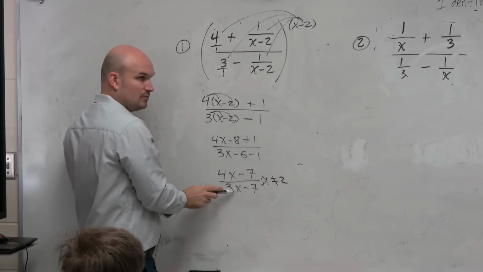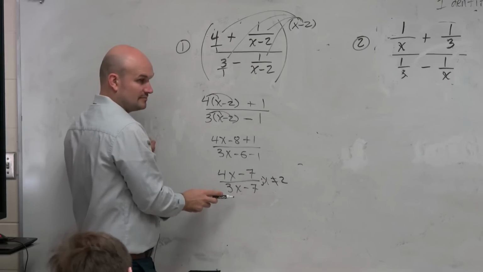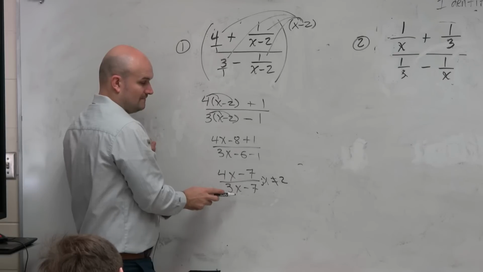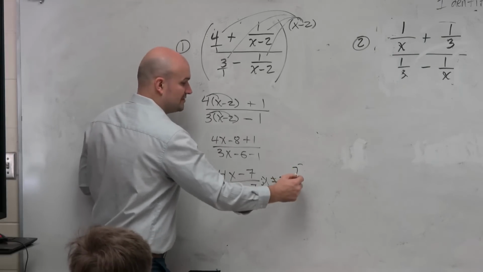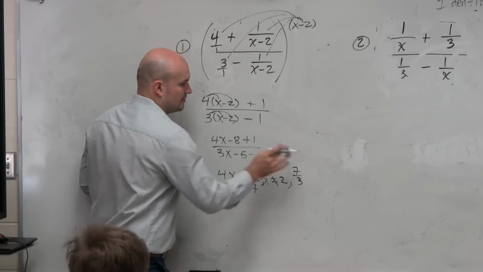And then what about here? What value can x not equal? Well, what happens when we set 3x minus 7 equal to 0? We get 7/3. OK?